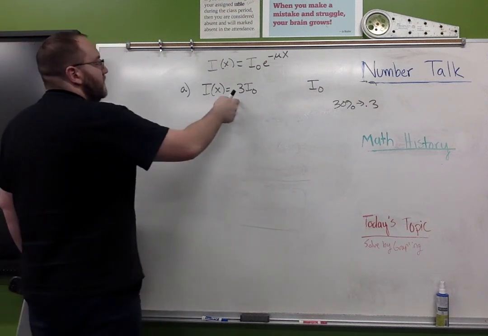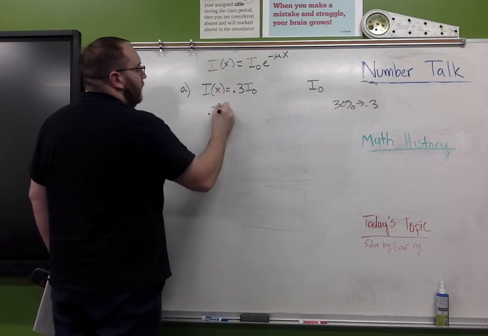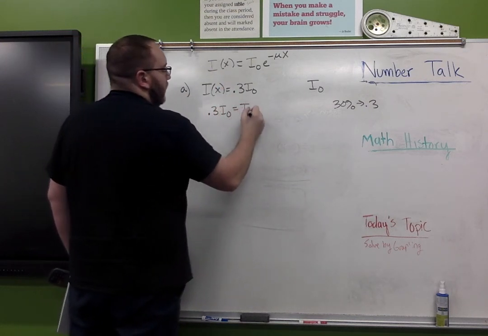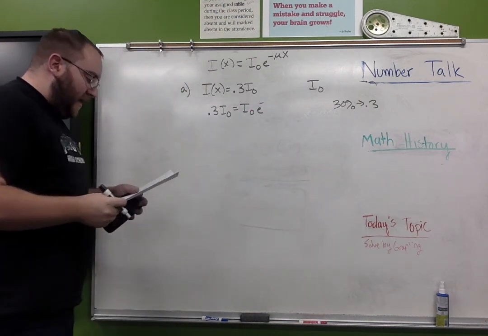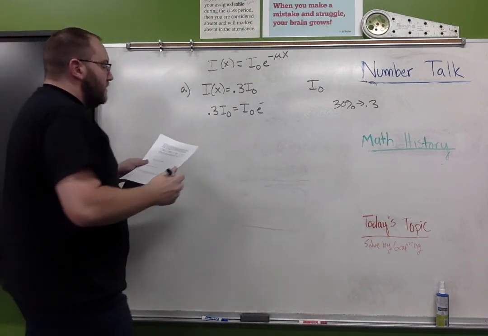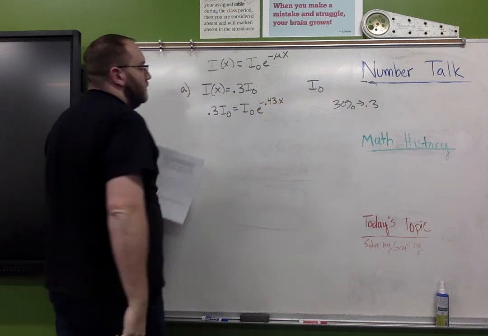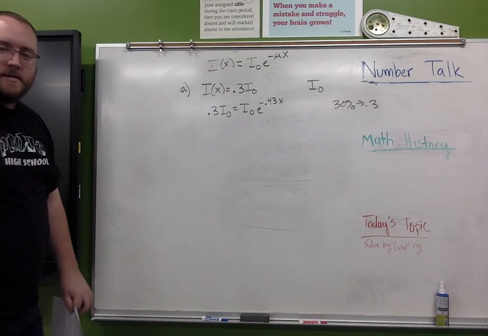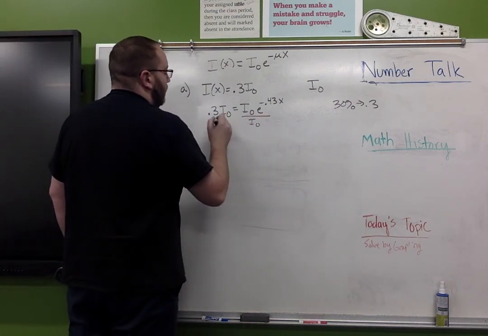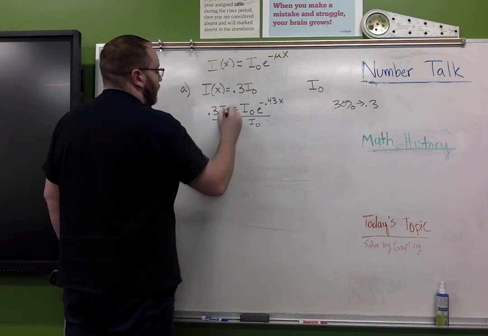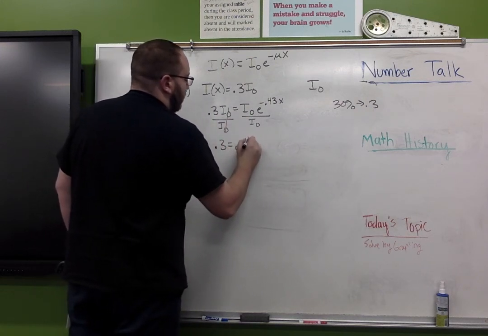So I'm going to start plugging some stuff in. Instead of I of x, I'm going to put 0.3 I naught is equal to I naught times e to the minus mu. Now, part A says for aluminum, so it gives us mu. Mu is 0.43 times x. Now we're going to solve for x. I'm going to divide everything by I naught. So I get 0.3 is equal to e to the negative 0.43x.